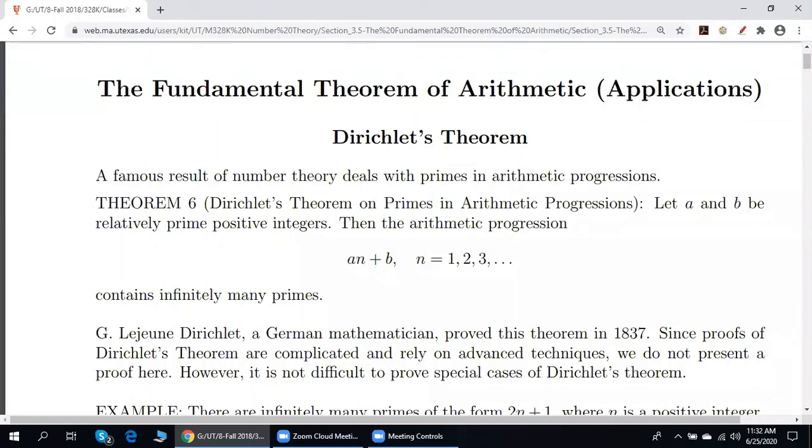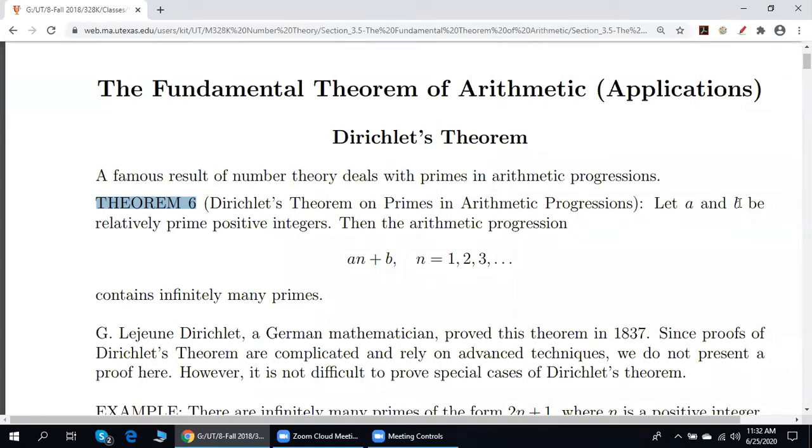We continue our discussion of section 3.5. Today we will talk about applications of the fundamental theorem of arithmetic. Please take a look at theorem 6. We will not prove theorem 6. It's a hard to prove classical result. But let us look at what it says.